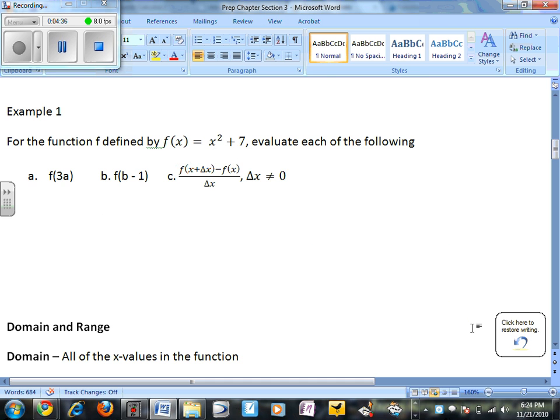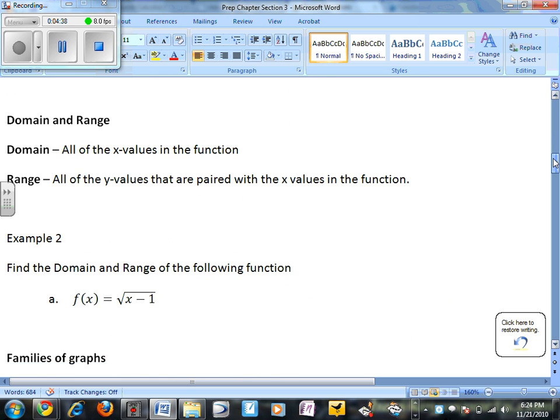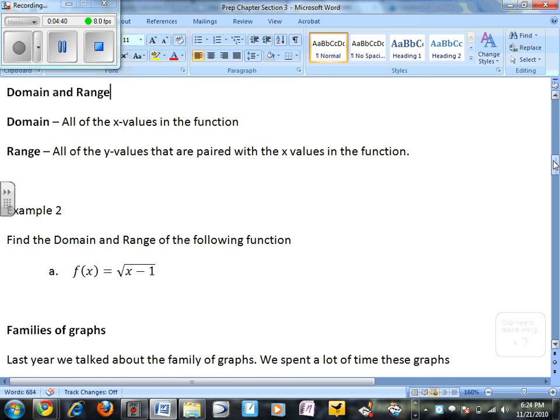Okay, quick little discussion about domain and range. Domain is all the x values in the function. The range is all the y values in a function. We have an example here. Find the domain or range of the following function. In this example, it shows us the importance of the notation for f of x.